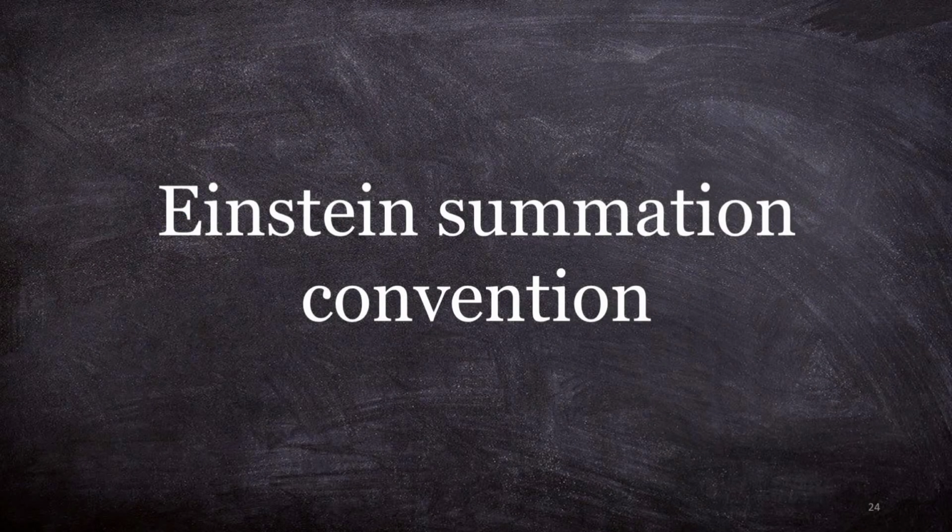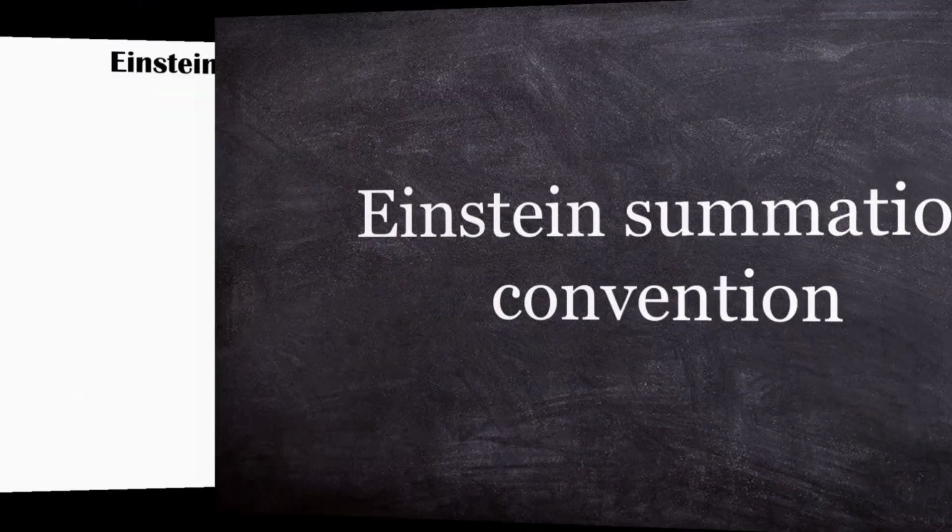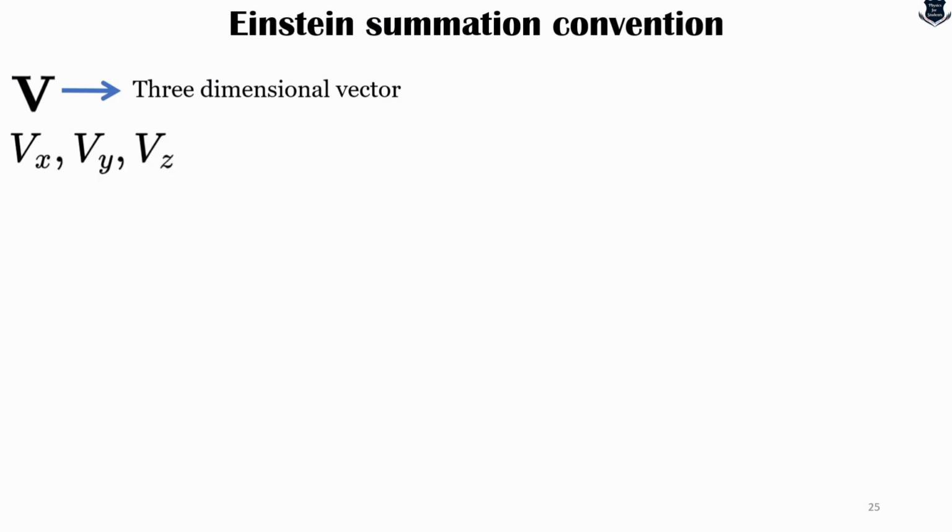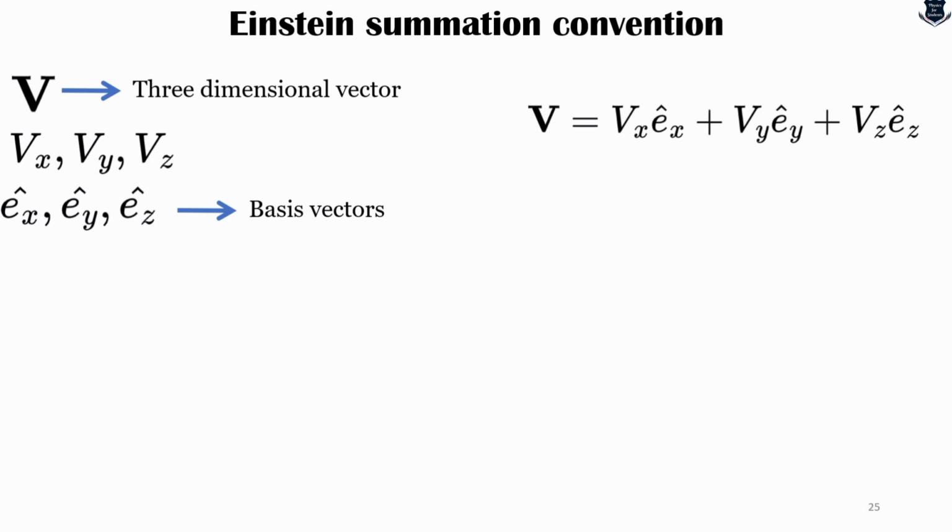Okay, now we come to what we call the Einstein summation convention. Before going into the Einstein summation convention, I would again go back to the examples that I have taken and show that in Cartesian coordinates, a three-dimensional vector, for example V, consists of the components Vx, Vy and Vz plus a set of basis vectors Ex, Ey, Ez, each of which points along the direction of a coordinate axis, and this can be written as this, right?